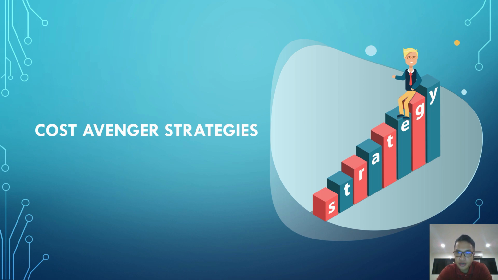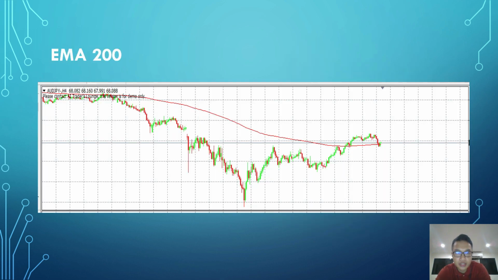So what is the strategy of the EA? We don't just want to let a robot trade our account without knowing how it puts in entries, right? So I'm going to be sharing the strategy that I used within the robot. So we have EMA 200. This will serve as your dynamic support and resistance. EMA 200, yeah, that is a dynamic support and resistance.